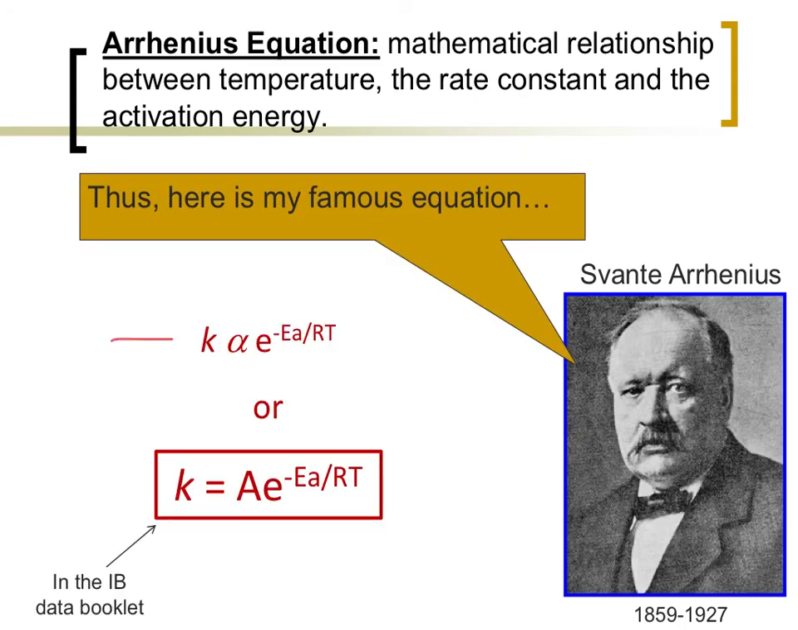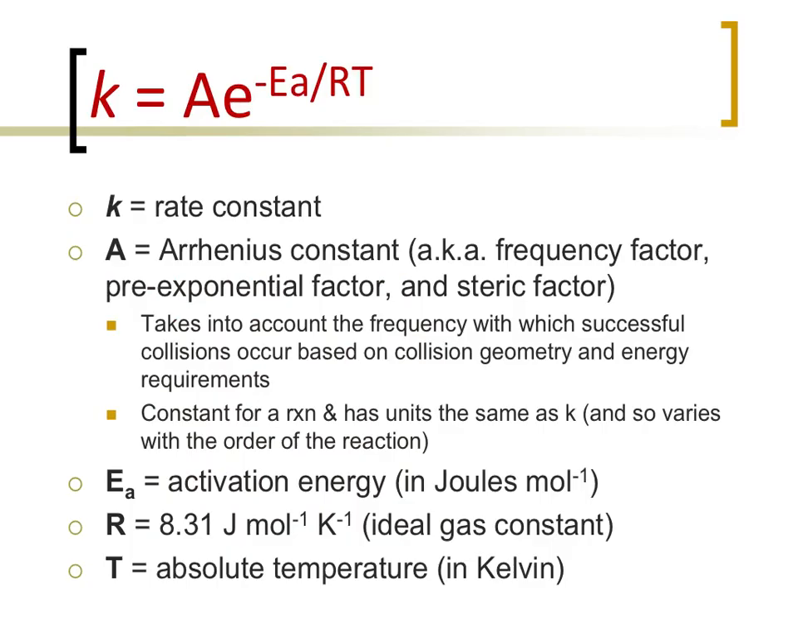So the first thing that you see here is the proportion. Remember, the alpha symbol just basically means directly proportional to. So K is proportional to e raised to the negative activation energy over RT. And the actual equation, if you use the Arrhenius constant, is that K is equal to the Arrhenius constant times this little relationship here, e raised to the negative Ea over RT. So let's look at what each little factor means.